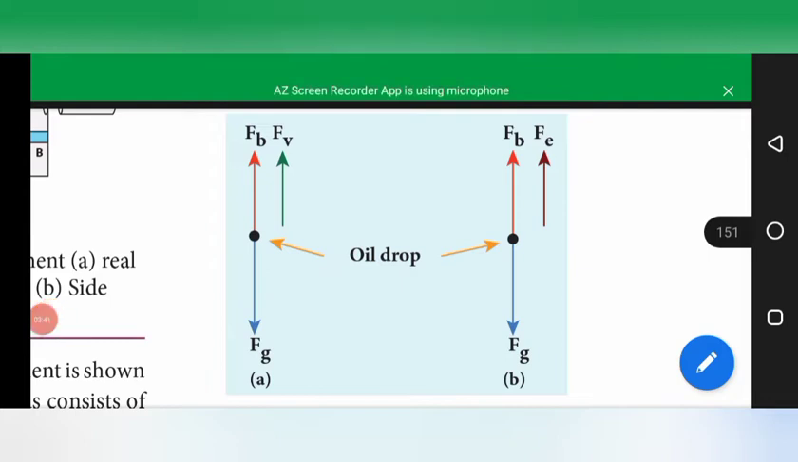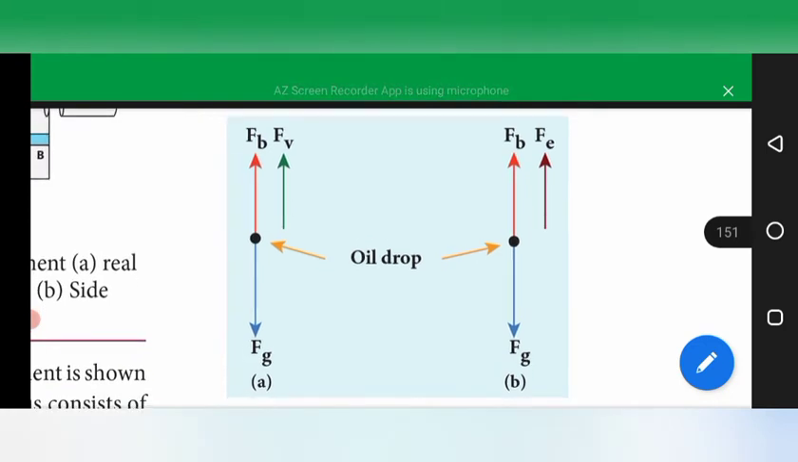Let's see this. Here the gravitational force Fg acts in the downward direction, and the electric force Fe is maintained in the upward direction, that is equal to QE. The gravitational force is Fg equal to mg, and the buoyant force acts in the upward direction, that is Fb, and the viscous force also acts in the upward direction. So there are three forces acting in the upward direction, and only one force acting in the downward direction, that is Fg.